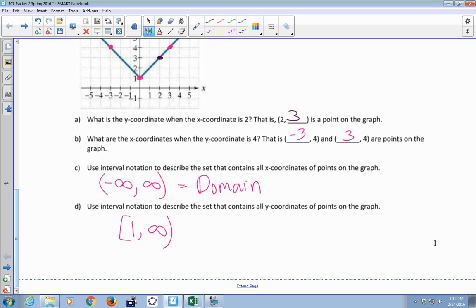When you're describing all the y coordinates of a graph or a set of ordered pairs, we call that interval the range. We'll define those two words a little bit more specifically in the lesson.